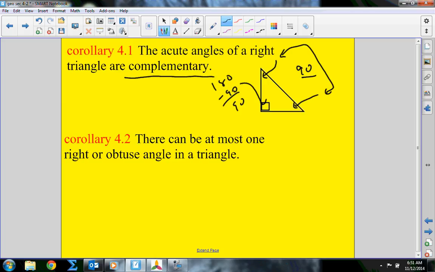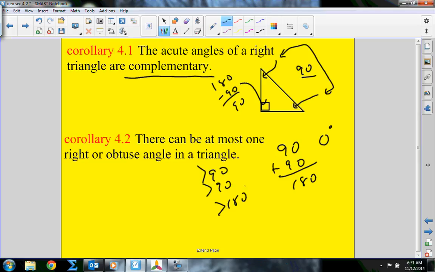Same idea down here with corollary 4.2. There can be at most one right or obtuse angle in a triangle. Well, if you had two right angles in a triangle, you're already at 180, and that would leave 0 for the third angle. And consequently, if you had two angles that were greater than 90, then you're already greater than 180. But the angle sum theorem says it has to be 180. So you can't do that. So again, this is an easily proven statement from a theorem, and we call them corollaries.